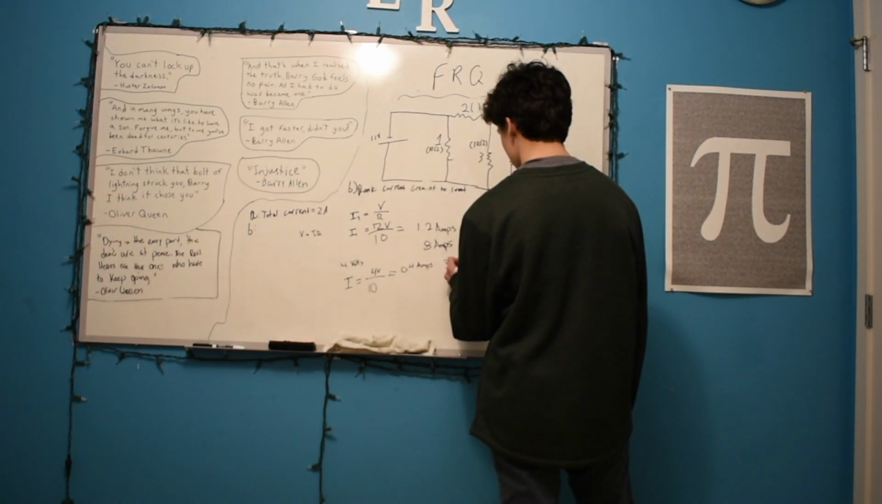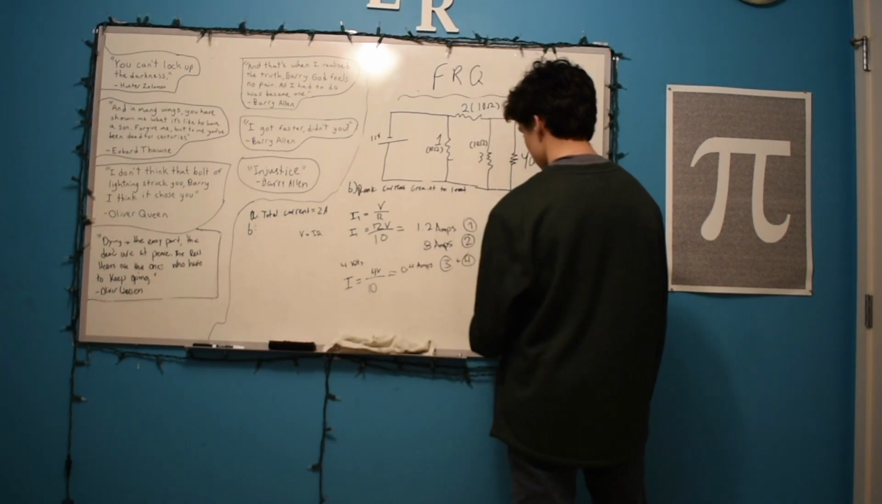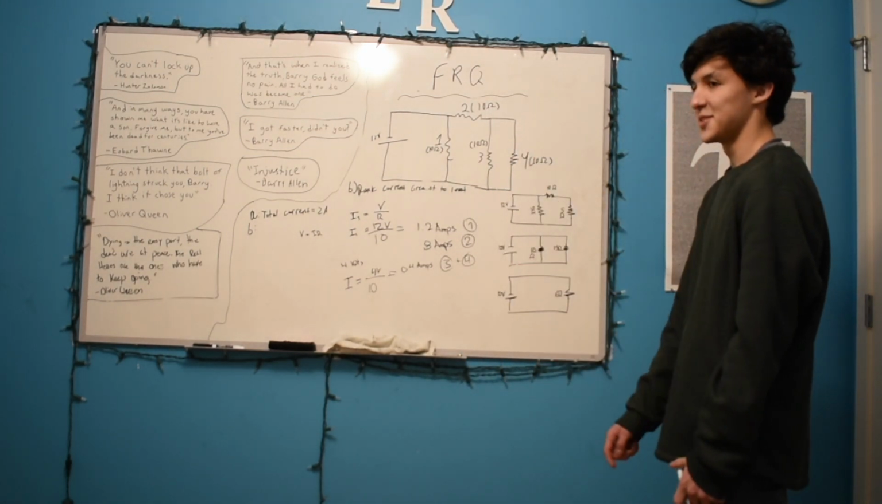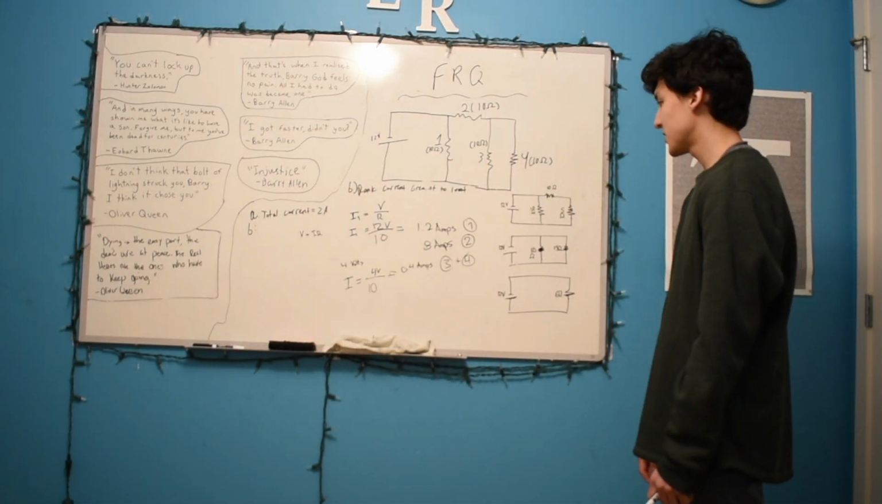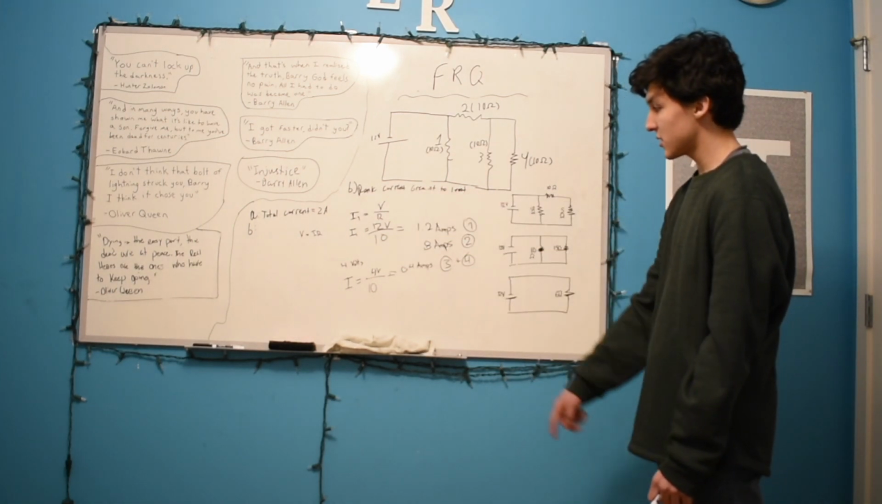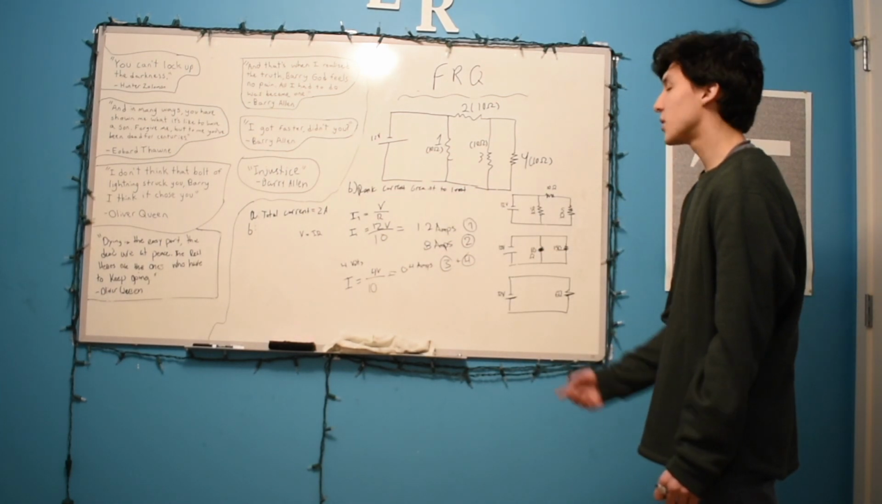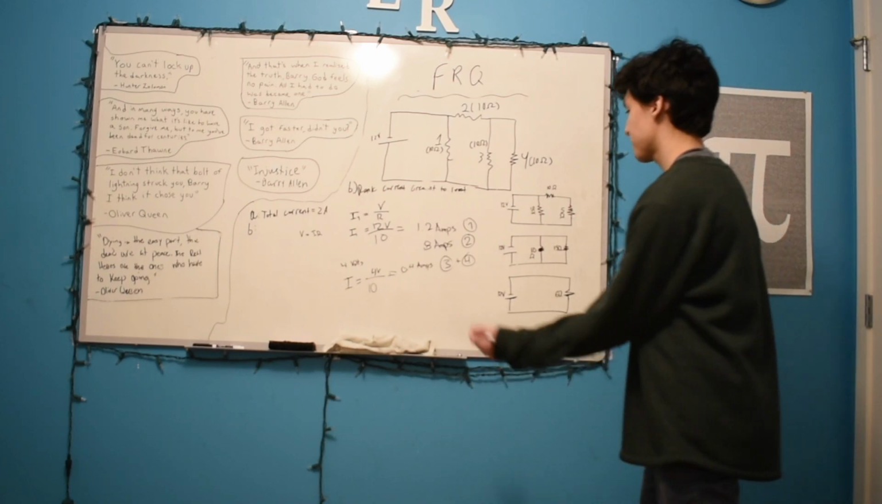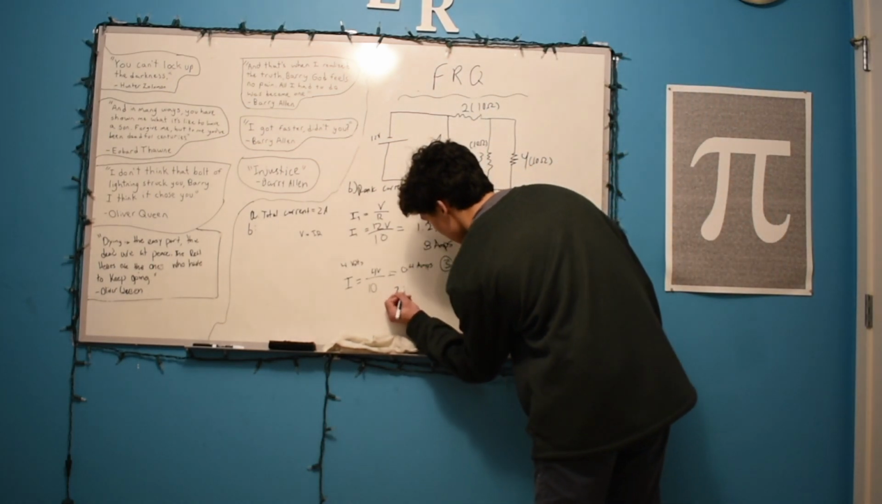So if you were trying to rank them from greatest to least, it would be 1, 2, 3, 4. From greatest to least: 1 is greater than 2, which is greater than 3, which is equal to 4.